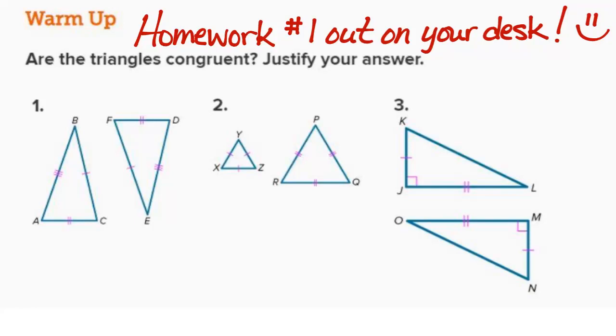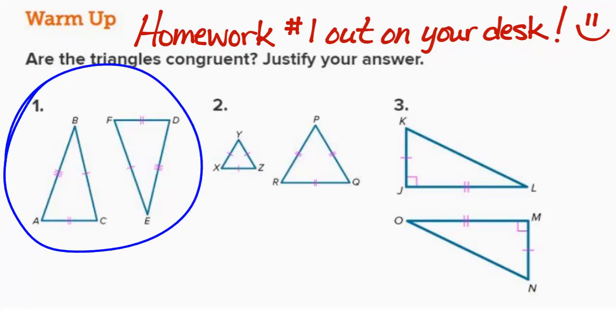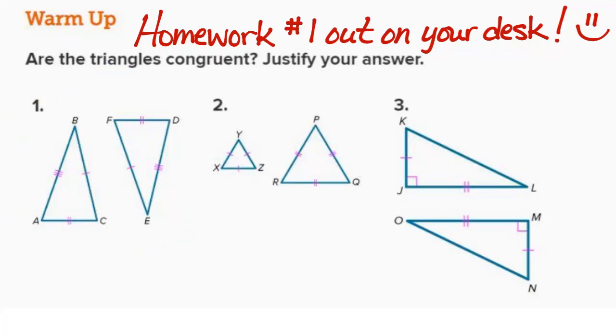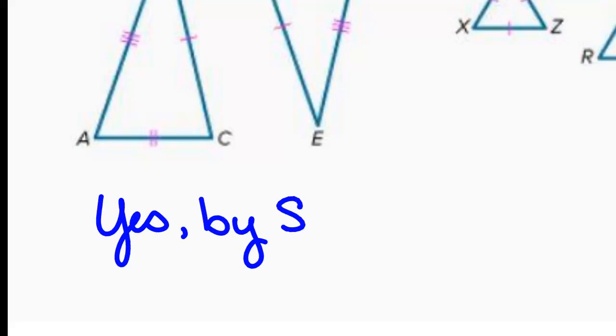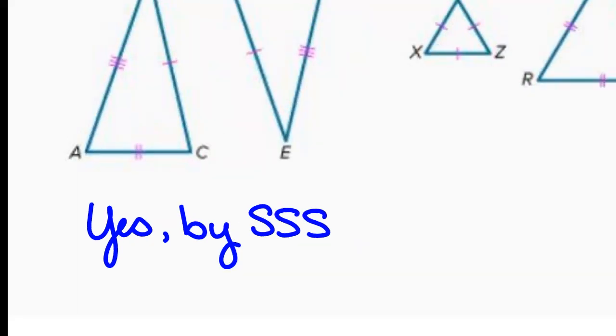All right, let's go over this warm-up. For each of these pairs of triangles, we want to say whether they are congruent or not. Number one, these two triangles right here, are those two triangles congruent to each other? Yes. Using which postulate from first semester? Side, side, side. So I would say yes by side, side, side.